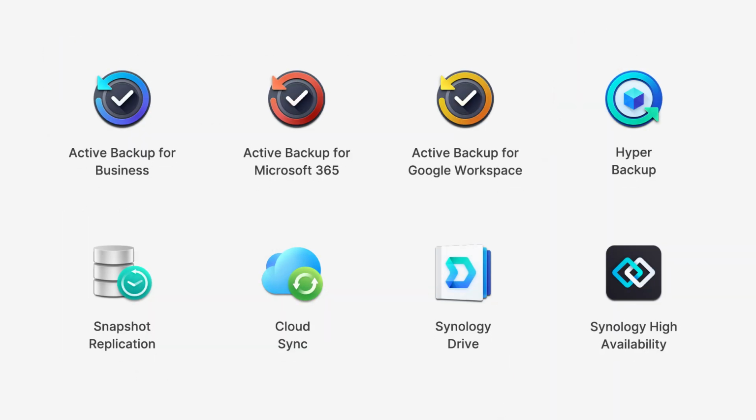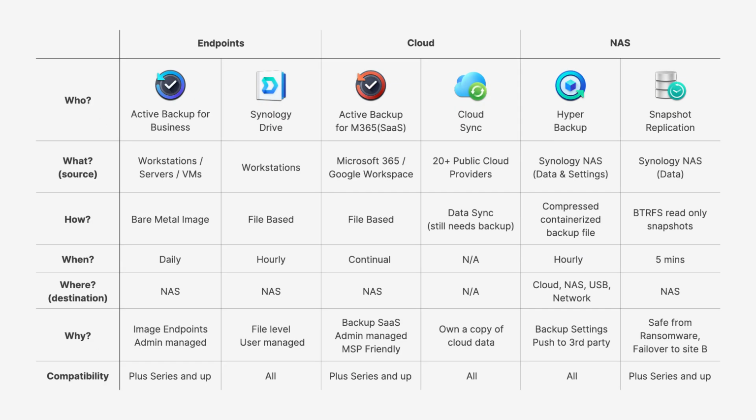So in summary, we went over several different packages that are at your disposal to meet multiple different needs of endpoint protection, software as a service protection, 3-2-1 backup solutions, as well as the ability to have system-level redundancy. So here is a table of how all these different systems compare to each other.